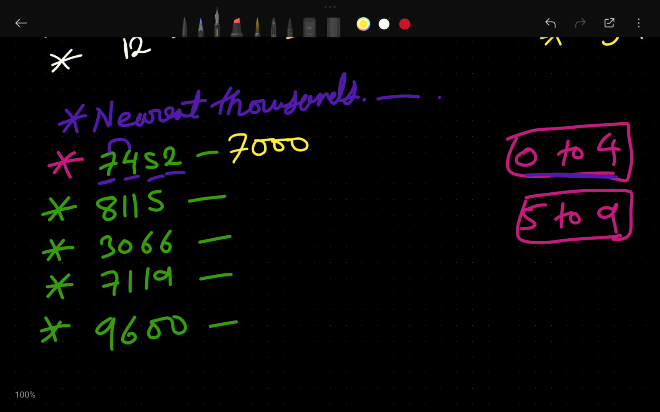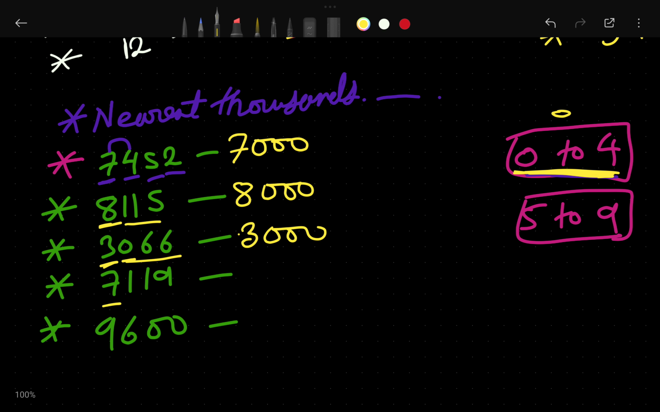Okay, now this is 8 in the 1000 place. We see the 1 is here, so it becomes 0. So we write the 8 as it is, then whatever the number will be, because it is in 0 to 4, it becomes 0 0 0. Here this is 3, the nearest number is 3000, so we write 3. The next digit is 0, so whatever number follows becomes 0 0 0 0. Here 7, write the 7 as it is, then 1 is there, from 0 to 4, so whatever number follows will become 0.